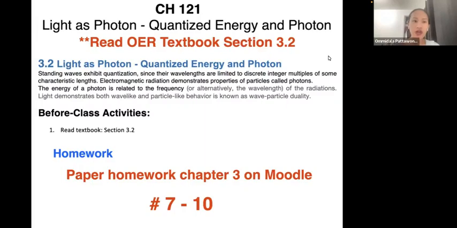In the previous section, you learned about how light behaves as a wave. In this video, we are going to learn about how light behaves as a photon or particle. We are going to take a look at how light comes in a discrete amount of energy, or what we call a photon. Please read the OER textbook chapter section 3.2 for more detail on this topic.